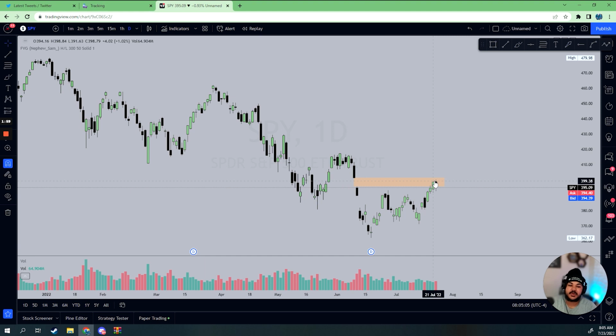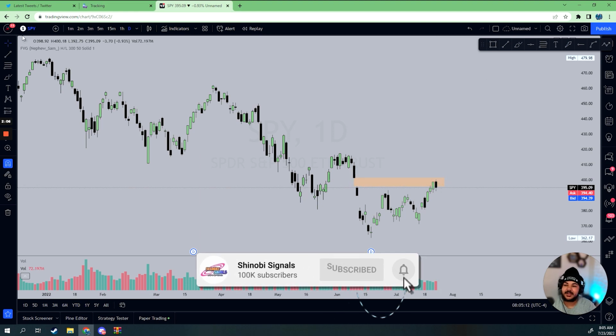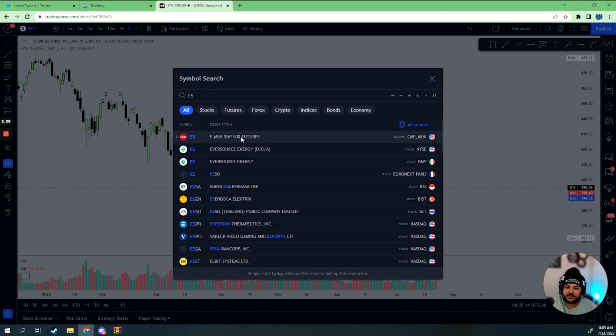If you guys were on my Twitter, you guys know I was calling for this gap fill after this red day. We gravitated towards the gap fill, filled it almost, and started to reject. That's when I knew we were on the right side of the trade.